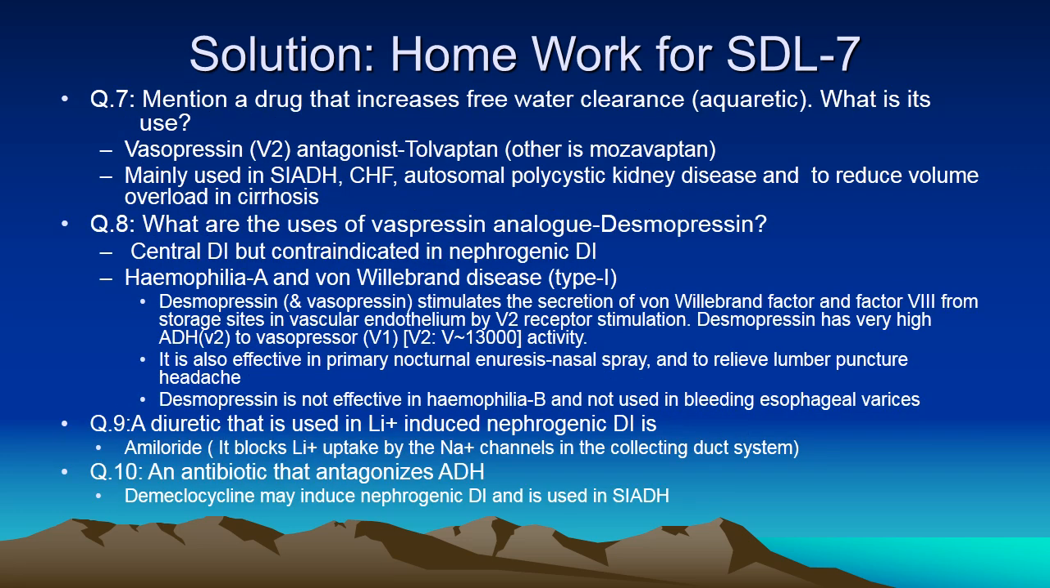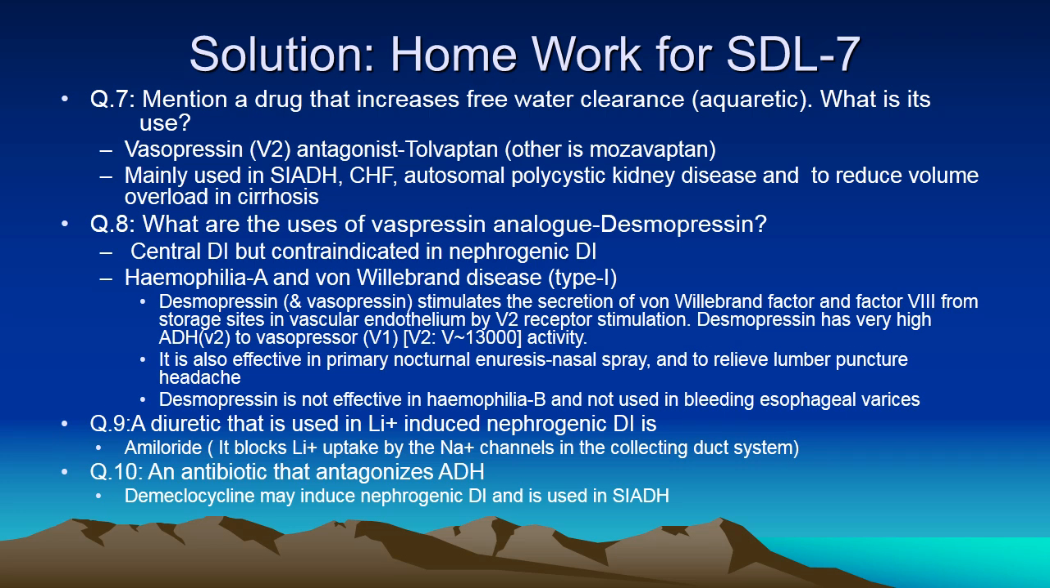Question 7. Mention a drug that increases free water clearance, which is known as aquaretic. And what could be the possible use of such a drug? Vasopressin V2 antagonist tolvaptan. Another is mozavaptan, and they are mainly used in the treatment of syndrome of inappropriate ADH secretion in which there is water retention and intoxication, congestive failure with water overload, autosomal polycystic kidney disease, and also used to reduce volume overload and cirrhosis with ascites.